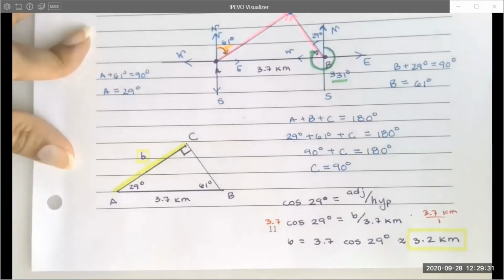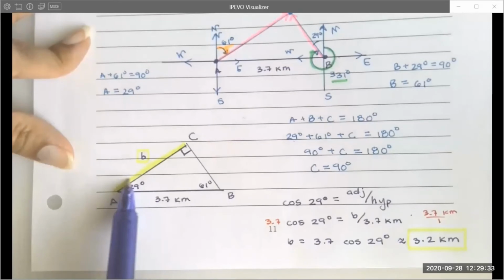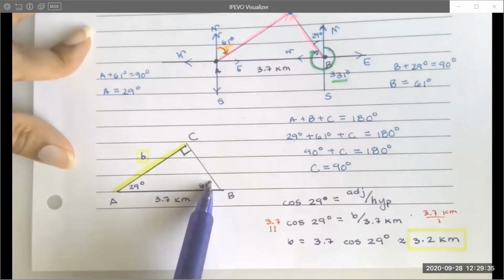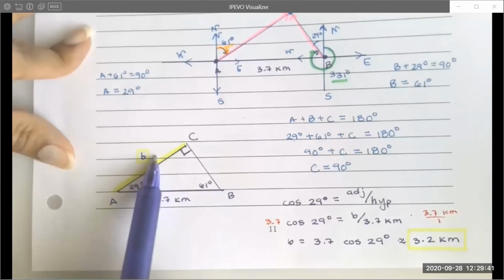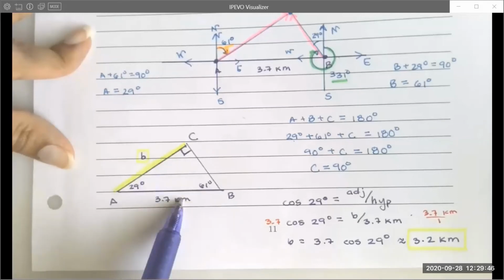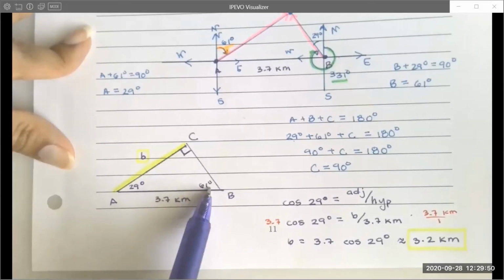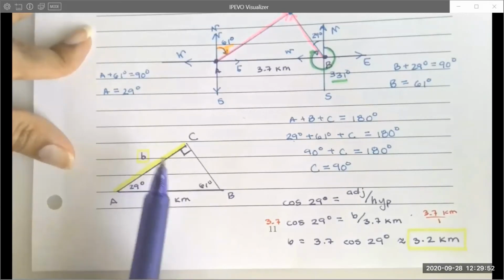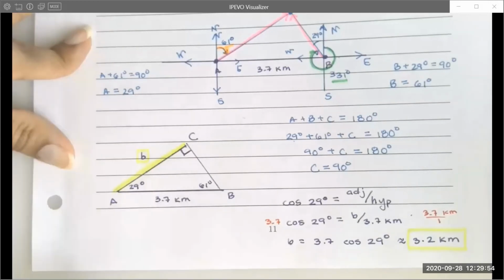So here I've decided to use angle 29. You could have used angle 61 if you prefer, and then use sine because the opposite side is the one that we're interested in. So it would be opposite over hypotenuse, and that gives you sine. Okay, so sine of 61 degrees is b over 3.7, and then multiply both sides by 3.7, and you'll get exactly the same thing.